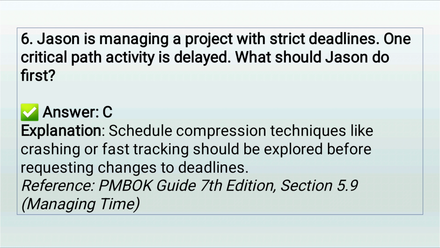Answer: C, analyze options to compress the schedule. Explanation: when a critical path activity slips, the project completion date is at risk. Jason's first step isn't to panic or beg for more time. He needs to explore schedule compression, techniques like crashing, adding resources to shorten tasks, or fast-tracking, doing tasks in parallel. This keeps the project on track without changing scope.